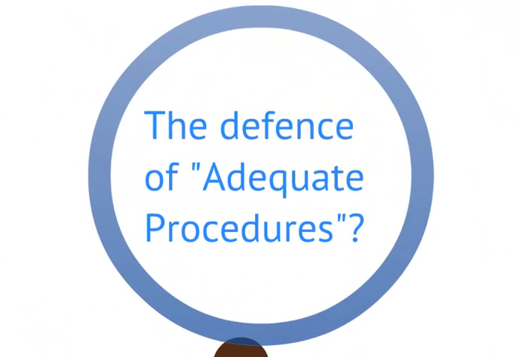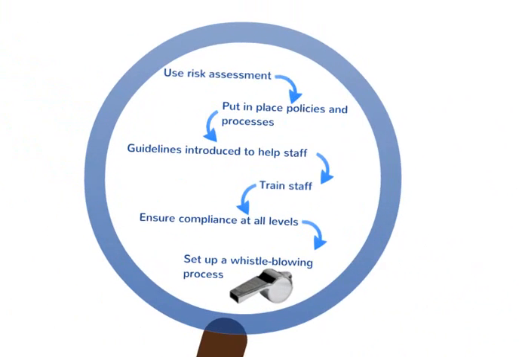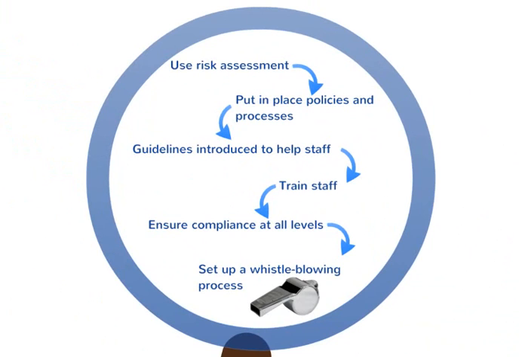There is, however, a defence available called the Defence of Adequate Procedures, but it's only in relation to the Section 7 corporate offence of failing to prevent bribery within the organisation. Now, it's available if an organisation can demonstrate that it had in place adequate procedures to prevent persons associated with it from engaging in bribery. Now, there are no set rules about what adequate procedures will constitute.